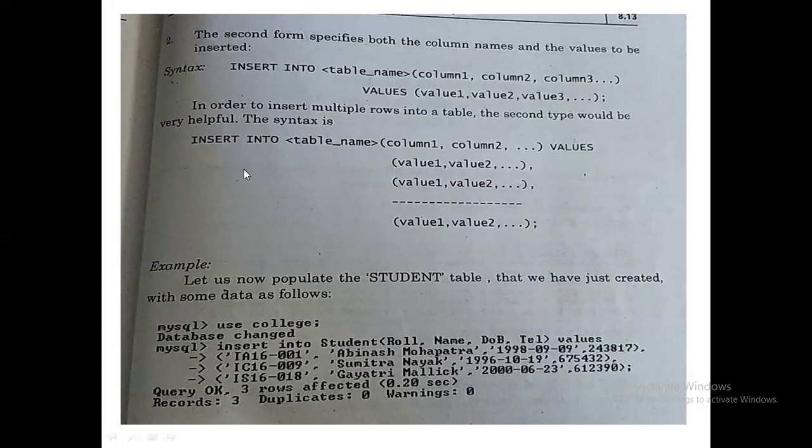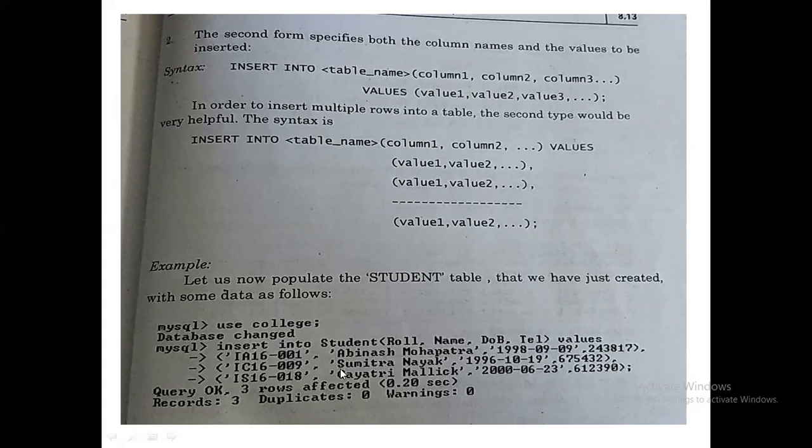In order to insert multiple rows in a table, the second type would be very helpful. The syntax is: insert into table name column 1, column 2 values, value 1, value 2, then value 1, value 2. So like this you have to keep the values. First, insert into table name, you have to write the specific column names, then values you have to write like this. So let us now populate the student table we just created.